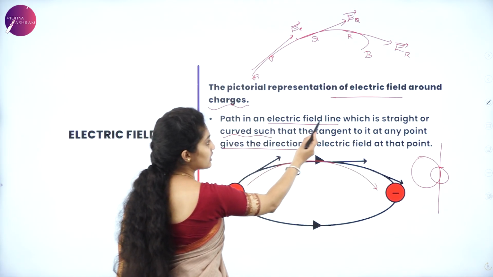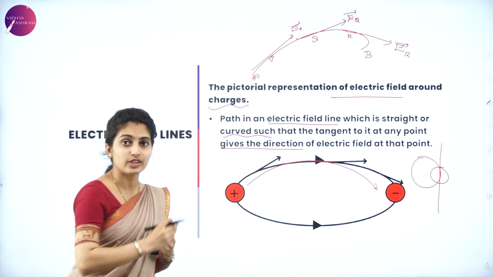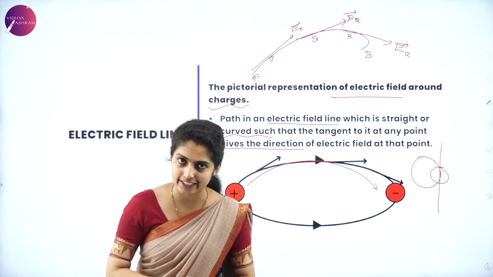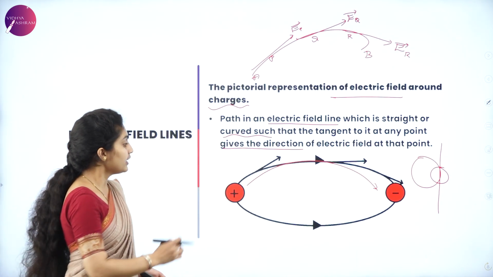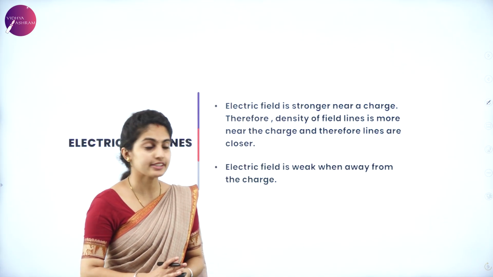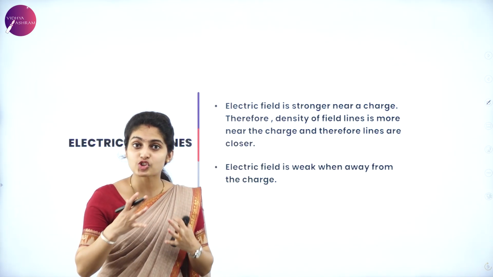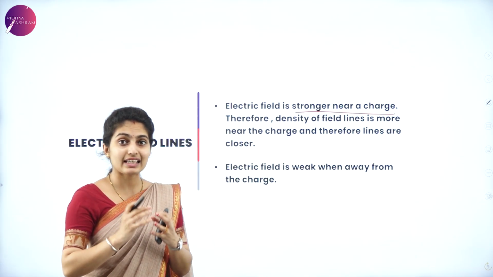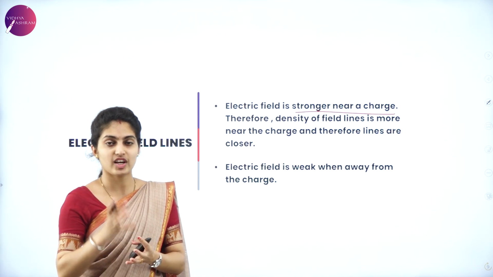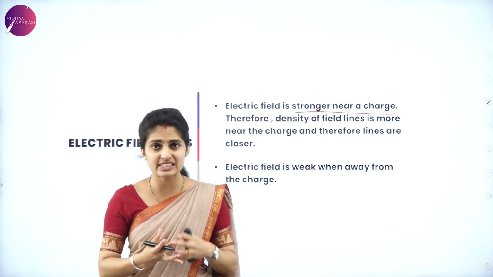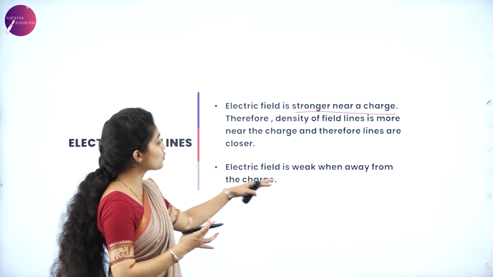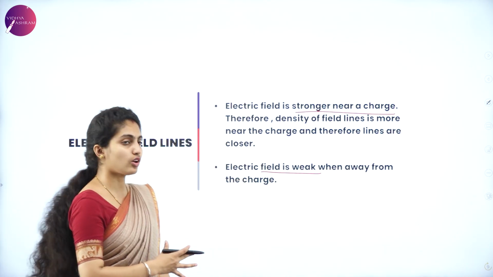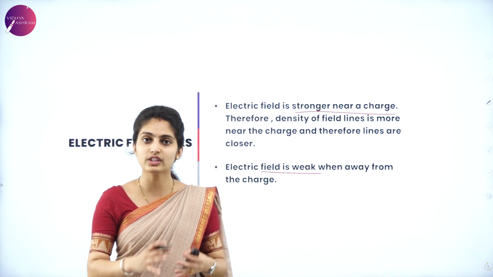So the path of an electric field line is straight or curved such that the tangent drawn to that path gives the direction of the flow of the electric field. Next, how does the electric field behave? The electric field is always stronger near a charge. If the density of the lines is more near the charge, then it is said to be stronger, and if it is less dense, then it can be called weaker. The electric field is weaker when it is away from the charge. So that is all about the stronger and weaker parts of the field.